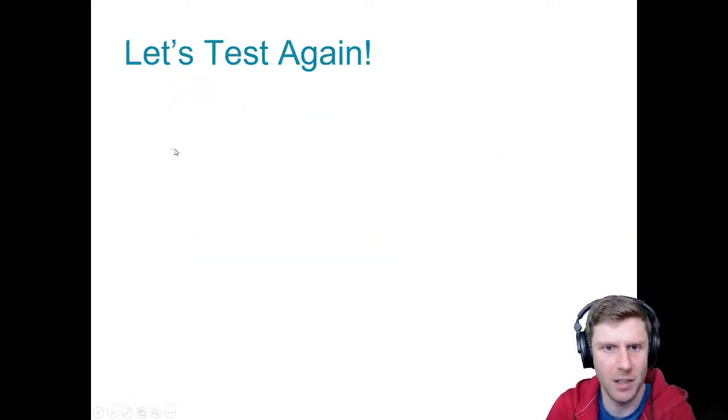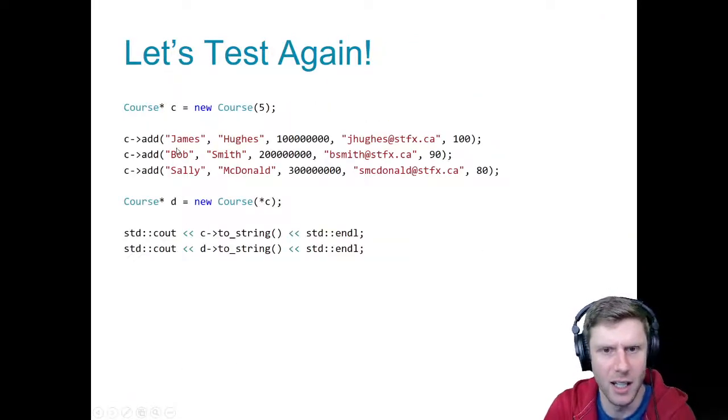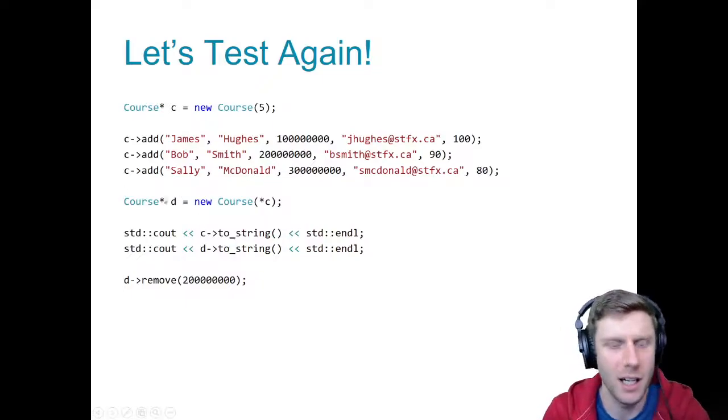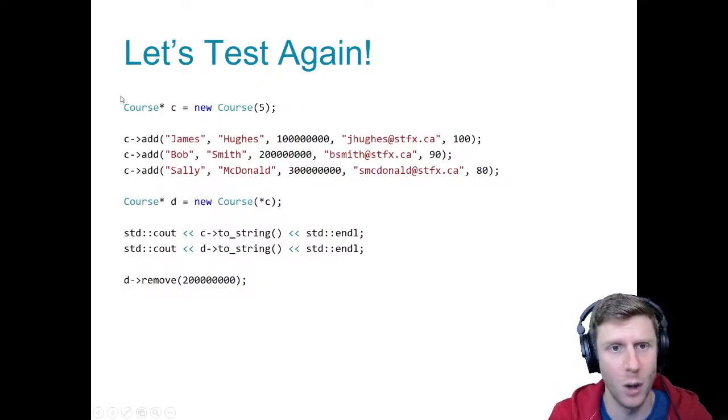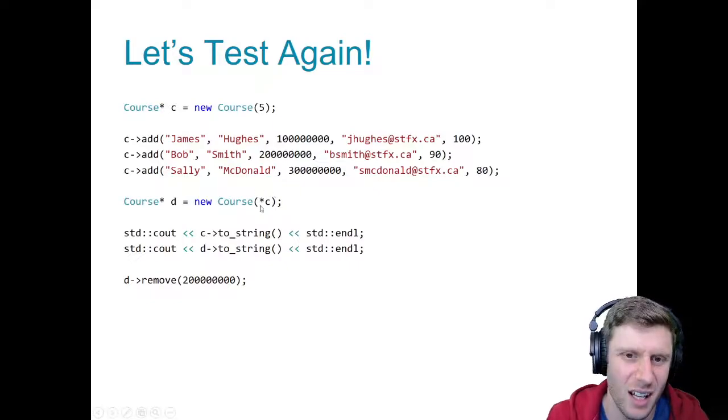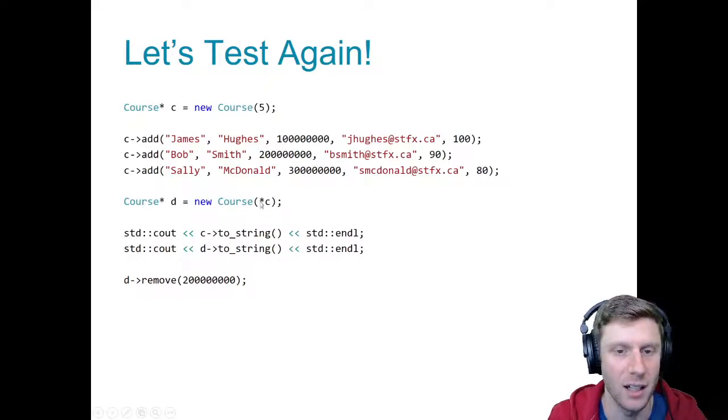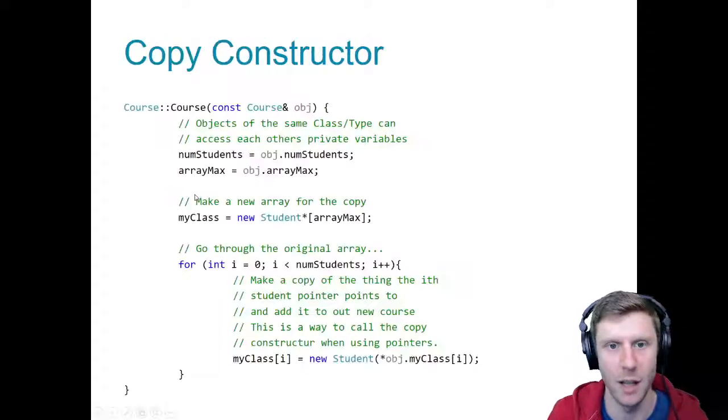So I'm actually going to go ahead here. So here's an example of me using the copy constructor. I've got my course C, which is a pointer to a course. And then I'm creating a new course, but I give it the course I'm making a copy of. So I'm basically saying, okay, here, constructor, here's a course, make a copy of it and put it in here. That's what that means. So let's go back and have a look.